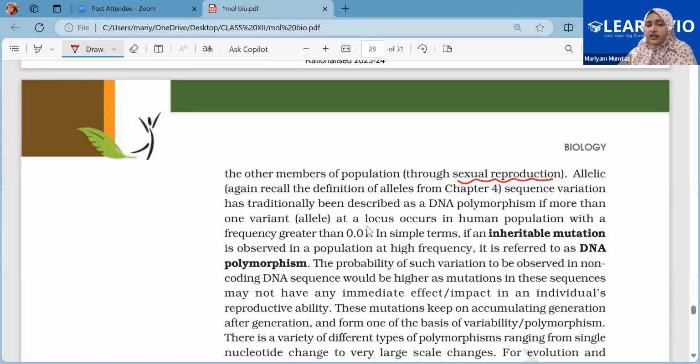Allelic sequence variation has traditionally been described as a DNA polymorphism if more than one variant or more than one allele at a locus occurs in the human population with a frequency greater than 0.01. In simple terms, if an inheritable mutation is observed in a population at high frequency, it is referred to as DNA polymorphism.